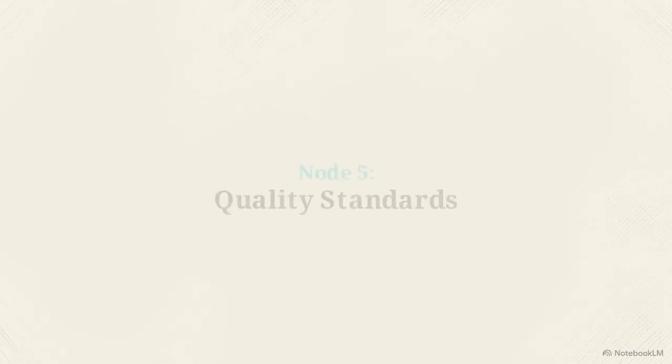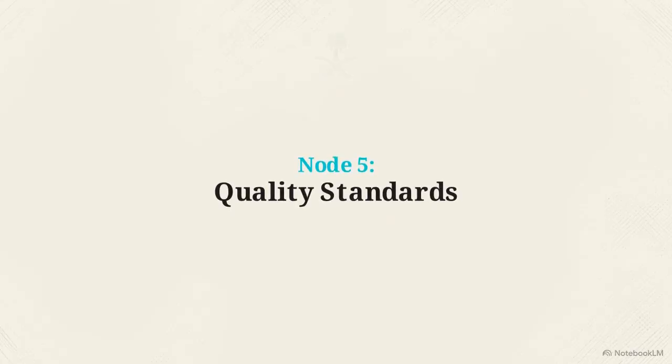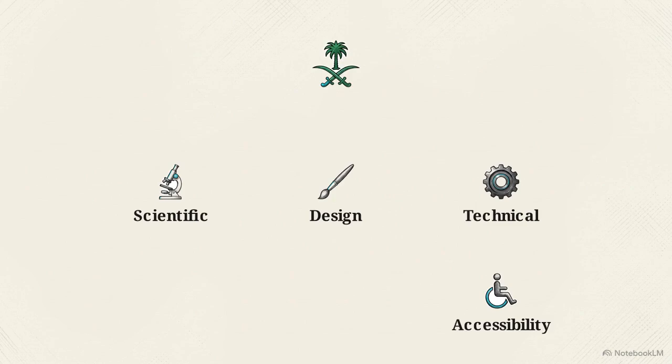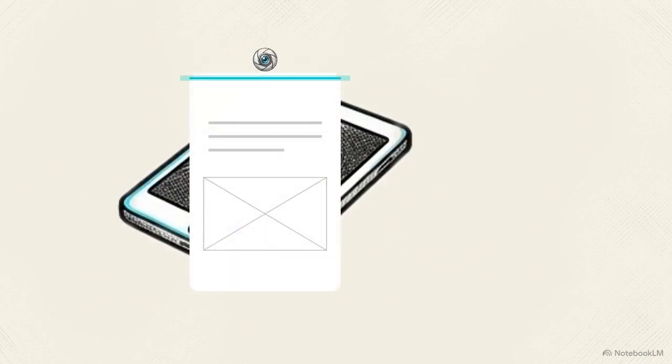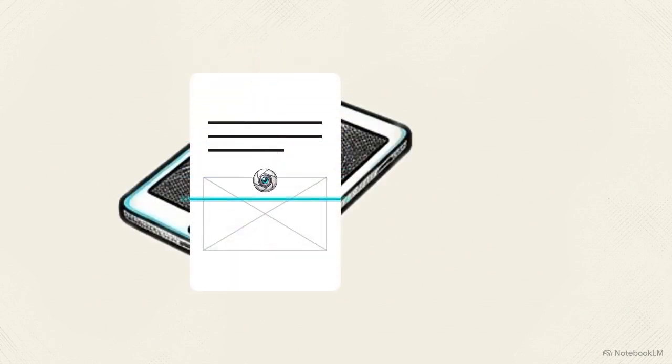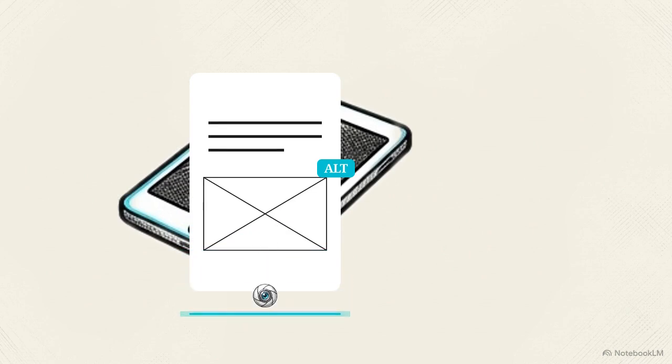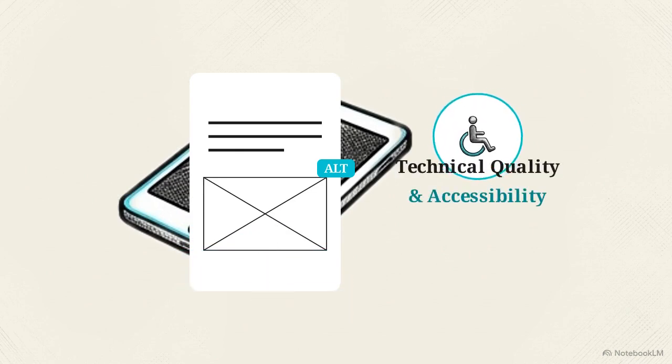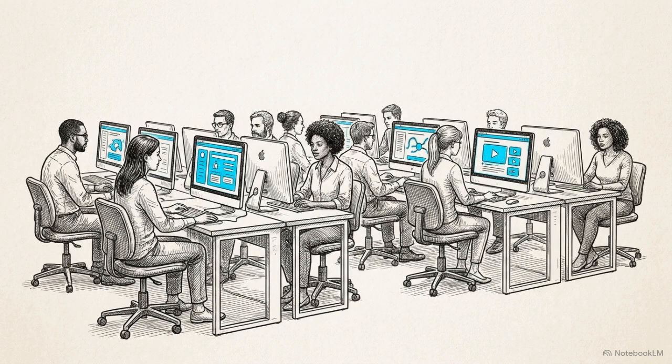Node number 5 tackles quality. In Saudi Arabia, the NELC standards for scientific, design, and technical quality, including accessibility, ensure that content remains a measurable and effective educational tool. Ziad, if we use AI to identify compatibility issues for users with disabilities, which NELC standard are we fulfilling? That falls directly under technical quality and accessibility. These rigorous quality standards transform a simple presentation into a reliable, equitable platform for learning.